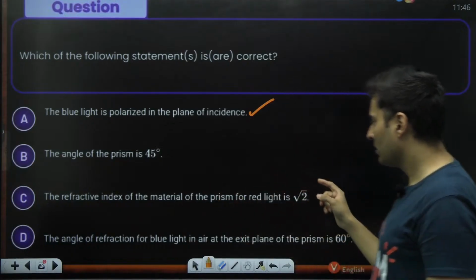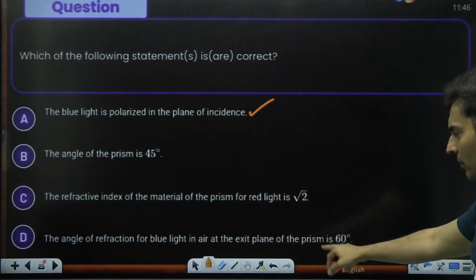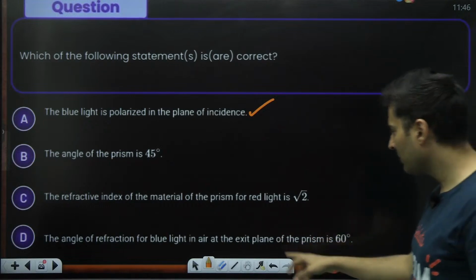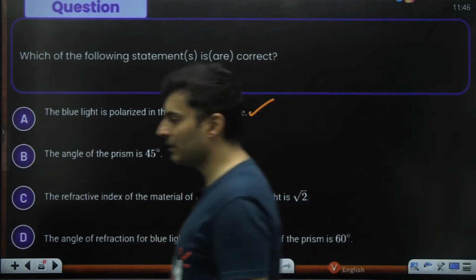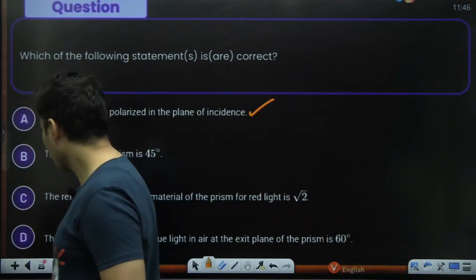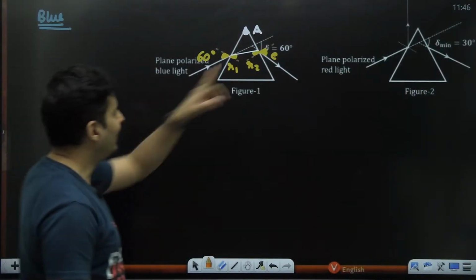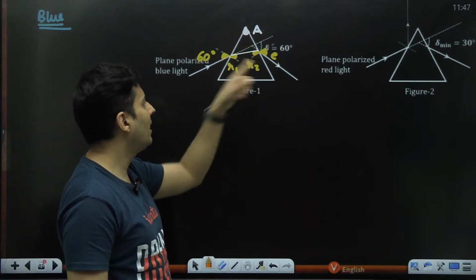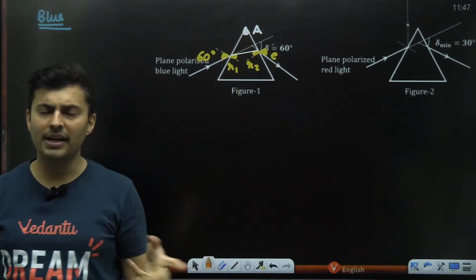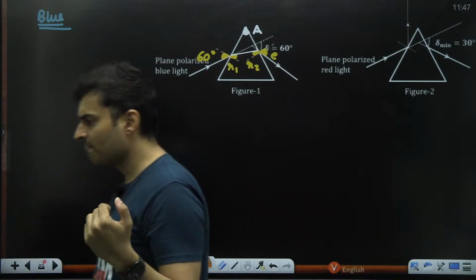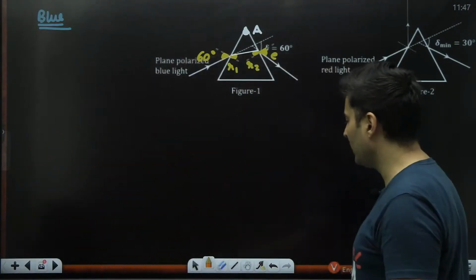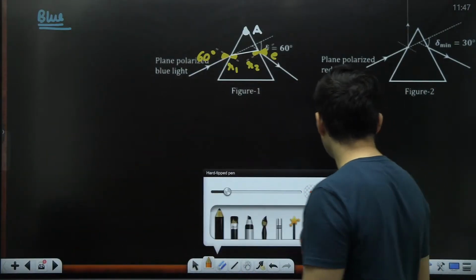Angle of prism, red light, and this is the angle of refraction for the blue light in air at the exit plane. So that means the exit angle is asked. So these two things are asked. Okay, we'll come to that. First, to find the emergent angle, I need A, I need R1, I also need R2. How do I find R1, R2, all these things? Just use Snell's law and all of that. I think that will help us. So let's start with it.